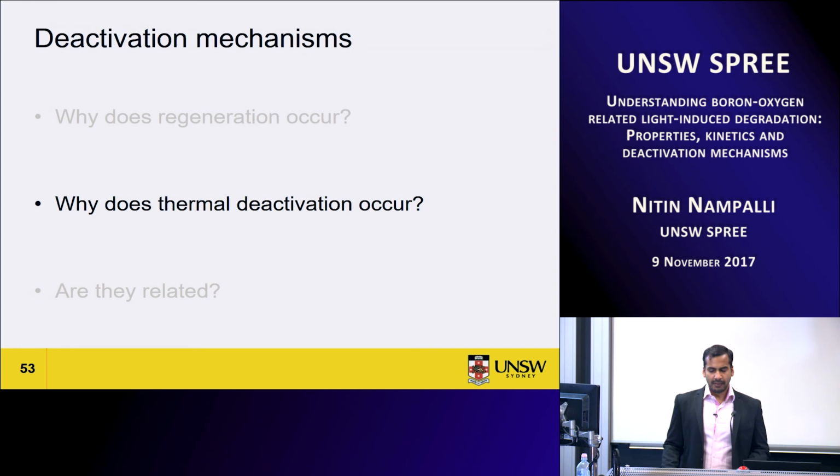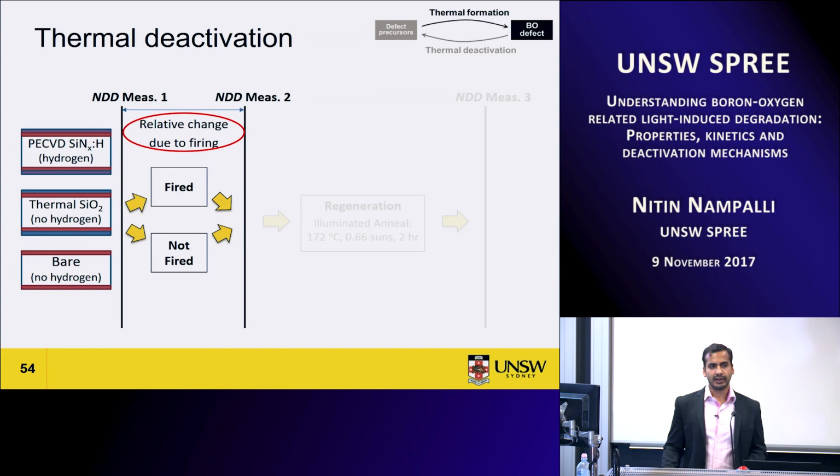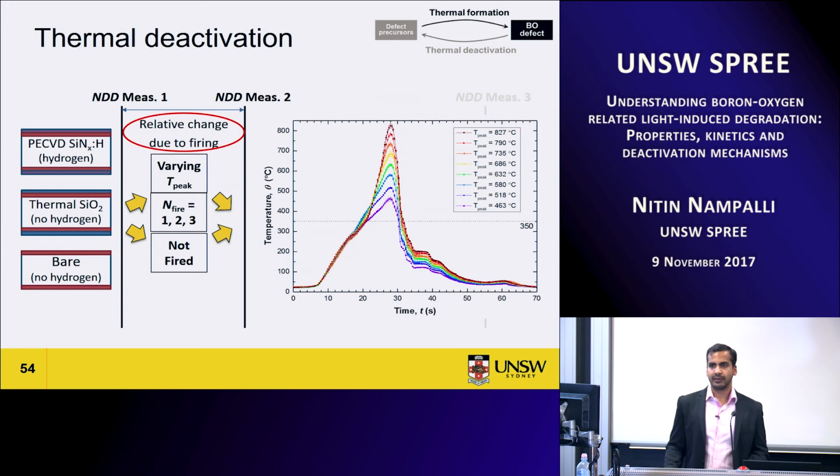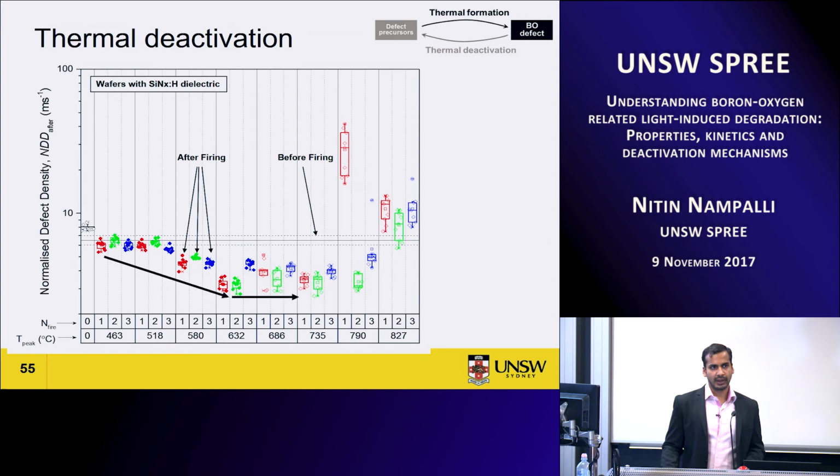Now let's look at thermal deactivation. We'll go back to this experiment again. And in this case, we're looking at the relative change in NDD due to firing. Same thing as before, fired at different temperatures, once, twice, or thrice. So this is the same data you've seen before, the change in NDD with firing. The NDD goes down with increasing firing temperature, and then after a certain point you get this other defect.